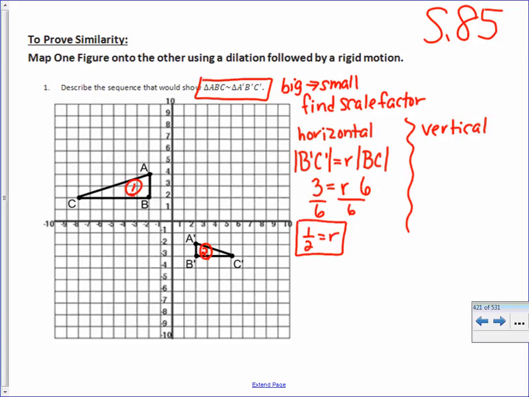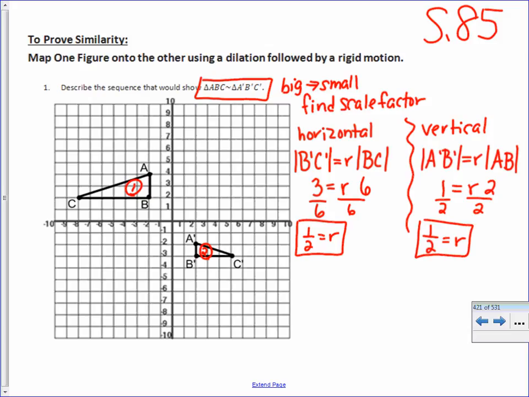Now let's do the same thing using the vertical length. My vertical length here is the length of A prime B prime. That is equal to the scale factor times the length of AB. And let us count. A prime B prime is 1. AB is 2. When I divide both sides by 2, I get my scale factor to be 1/2, which agrees with the horizontal. Now, does that make sense? When I go from big to small, my scale factor is 1/2. Yes, it is less than 1.